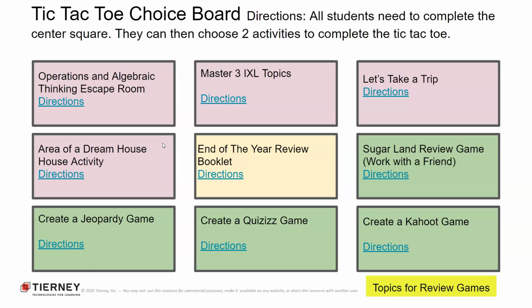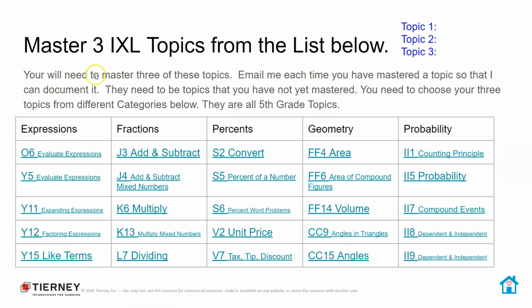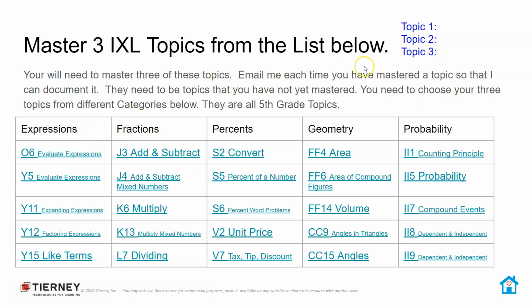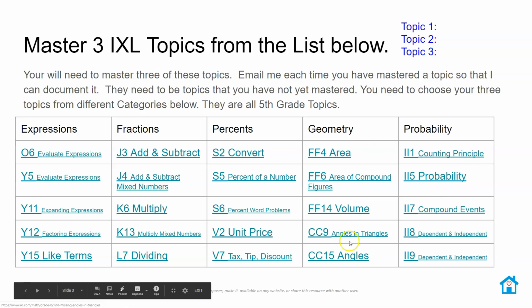So your next pink choice is to master 3 IXL topics. In order to complete this one, you need to master 3 IXL topics. Email me when you've mastered the topic so I can document it. I will document it up here on the slide. And you need to choose a topic from 3 different categories. Each category is linked to a topic from the 6th grade topics.